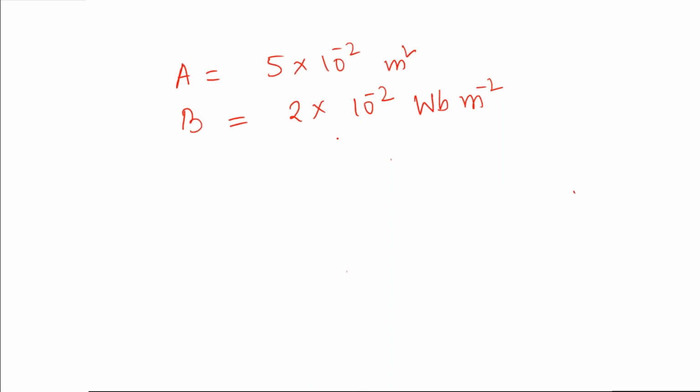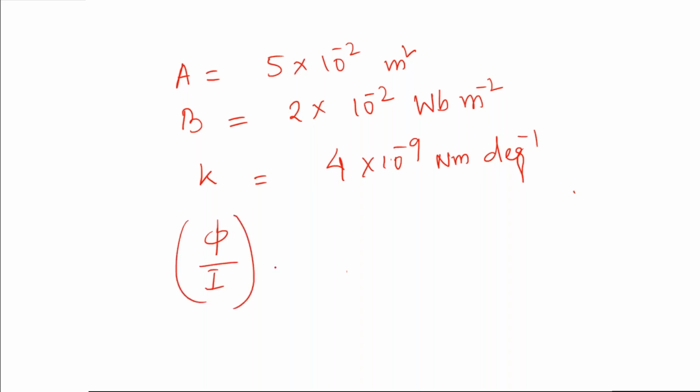Anyway, so magnetic field is given, then torsional constant K is given. What is that? This is 4 into 10 to the power minus 9 Newton meter per degree, that means per degree. Okay. So what you have to find out? You have to find out the current sensitivity, that means phi by I. You have to find out this. Okay. So can you people try? I'll just give 2 minutes. Everyone can tell me whether they are able to get the answer or not.